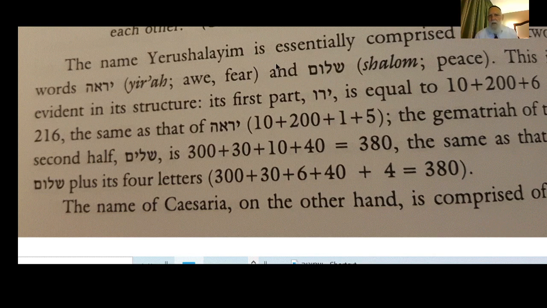The name Jerusalem is essentially comprised of the two words, yira, which is fear, awe of God, and shalom, peace. This is evident in the structure. Its first part, Yeru, is equal to 10 and 206, which is 216, the same as the gematria of the word yira. The gematria of the second half of Jerusalem, Shalim, is 300, the same as that of Shalom, plus its 4 letters.